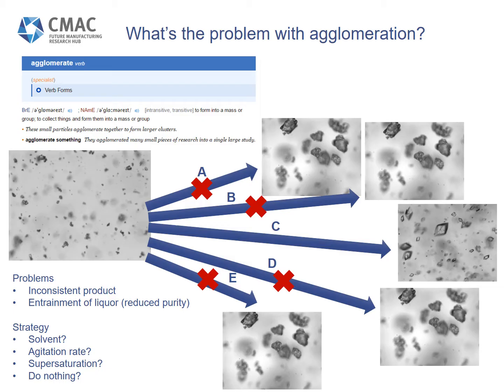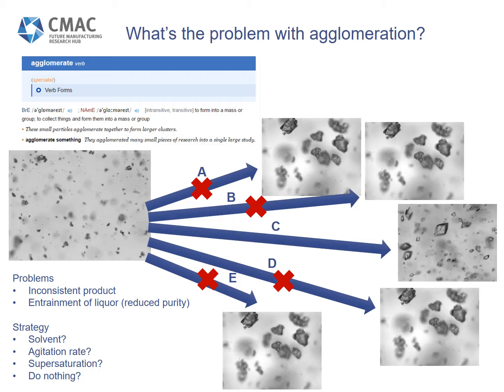In general terms, agglomeration is the clustering of small objects into a single mass. And in terms of crystallization, this might involve single crystals clustering together to form more complicated particles. Now this can cause a number of problems during downstream processing, as the product we produce might not be consistent or stable. And we can also have entrainment of mother liquors between the particles, which remains after filtration and drying, resulting in reduced product purity.